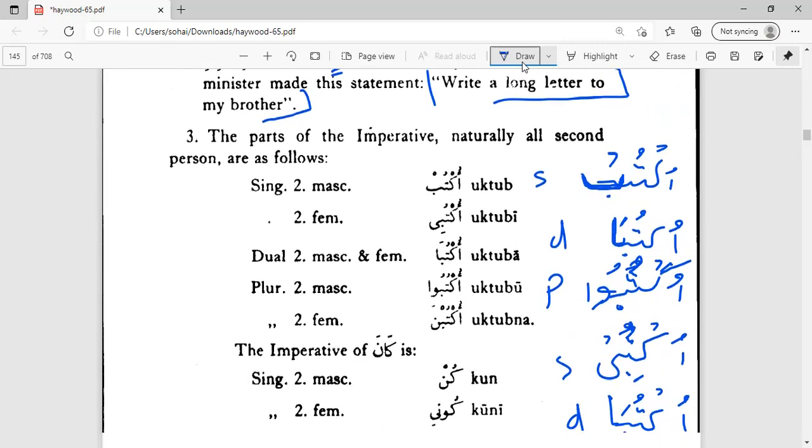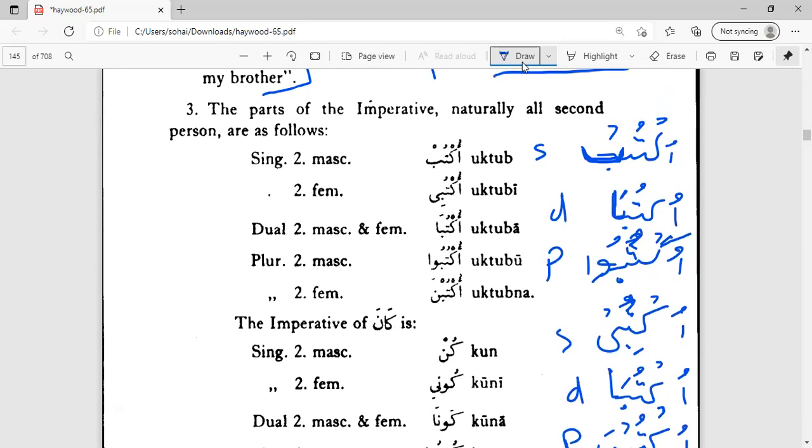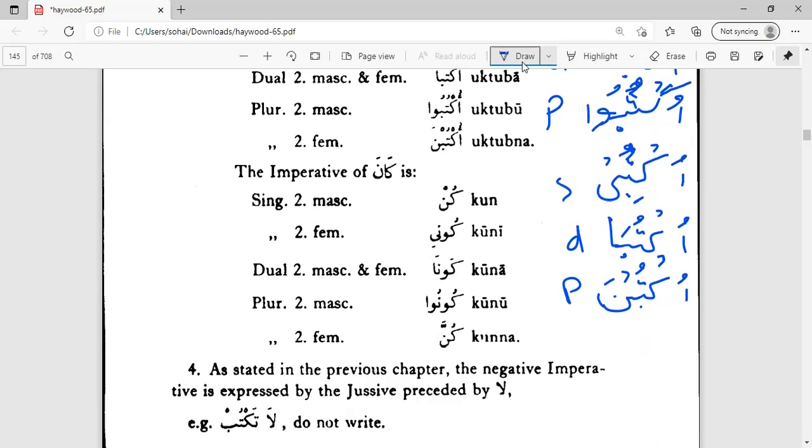So this, inshallah, memorize. I will test you guys next lesson. But I think you guys understood it. Any questions?